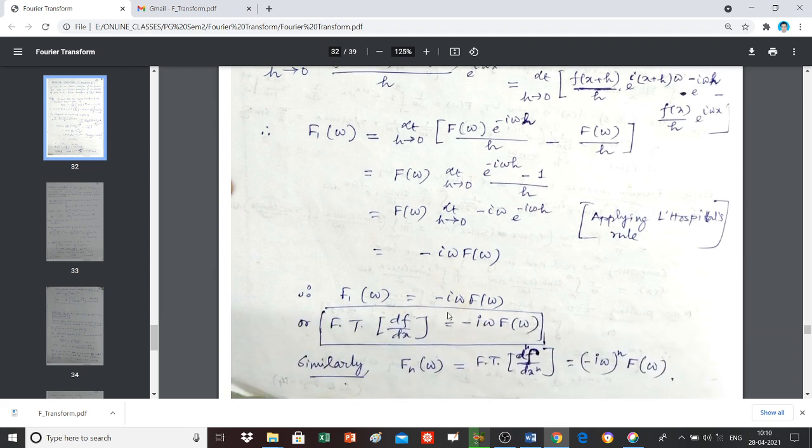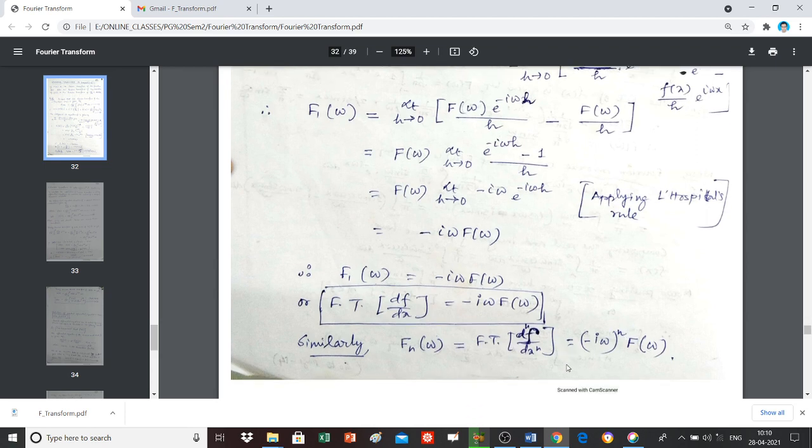In case of the second order differentiation, it would be F2(omega), that is minus i omega, you can write that squared, then F(omega). In this way, F3(omega) would be minus i omega to the power 3 times F(omega). In this way, Fn(omega), the Fourier transform of the nth order differentiation of f, is minus i omega to the power n times F(omega). You can prove it in this way also.